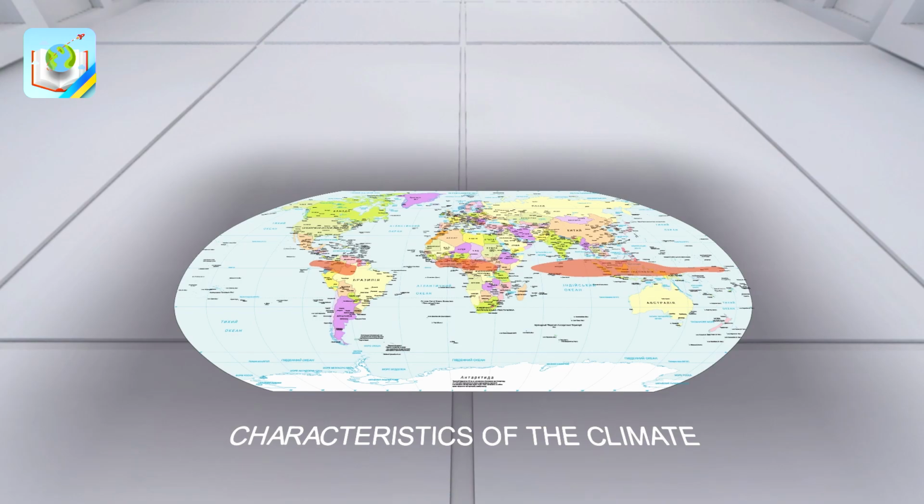We conclude that within the equatorial climate zones are such states as Ecuador, Colombia, Gabon, Republic of the Congo, Democratic Republic of the Congo, Uganda, Sri Lanka, Malaysia, and Indonesia.